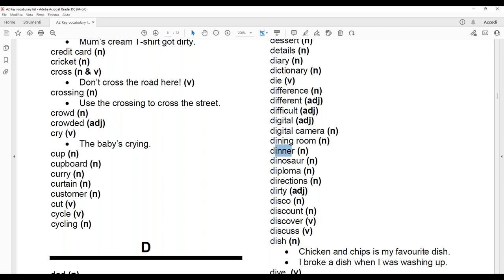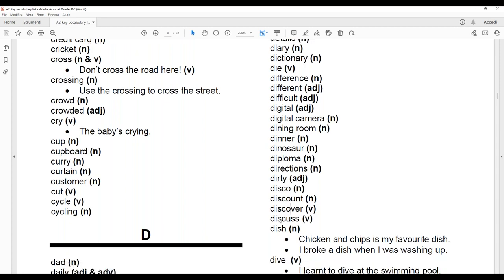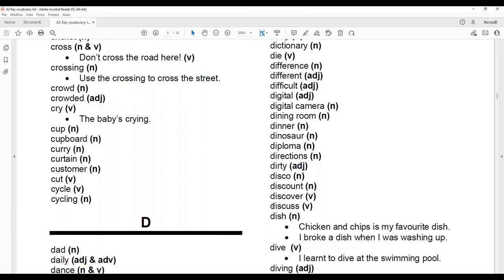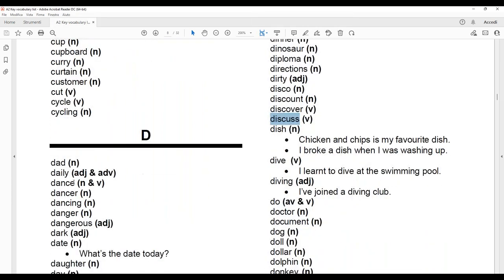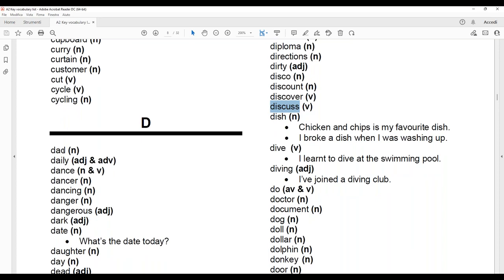Diploma, directions. Dirty, sporco. Discount, sconto. Discover, scoprire. Discuss, discutere. Discutere però non nel senso di animatamente, cioè una discussione costruttiva. To discuss. Dish, piatti. Dad, papà. Daily, quotidianamente. Dance, danger, pericolo.